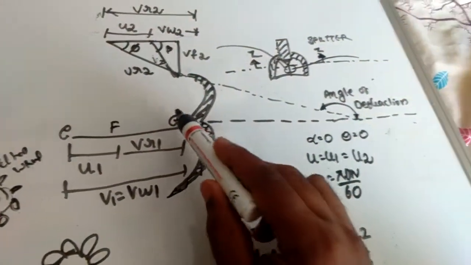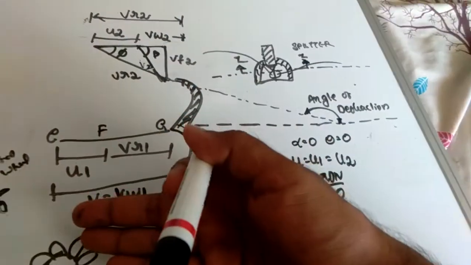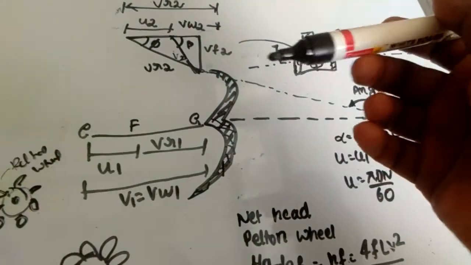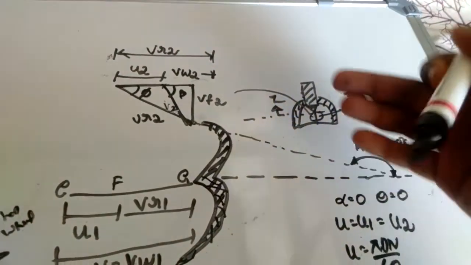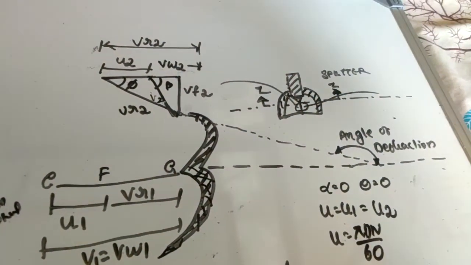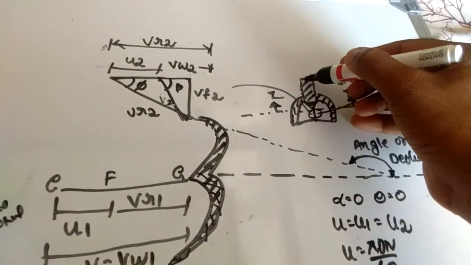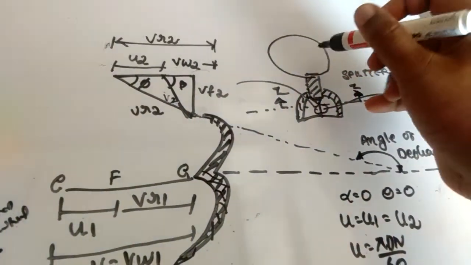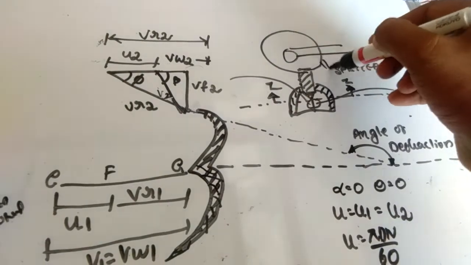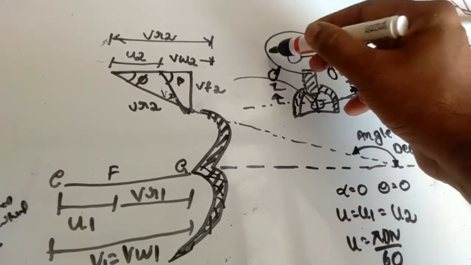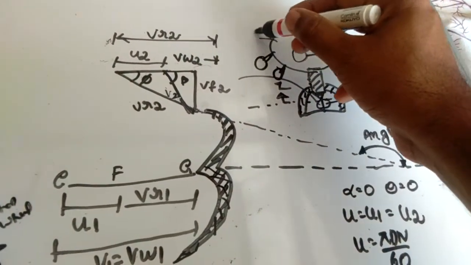This is the cut portion of the plate. We cut it like this, so I can arrange it here. This is the Pelton wheel. This is the shaft. Here the bucket is connected. This is a cross section.